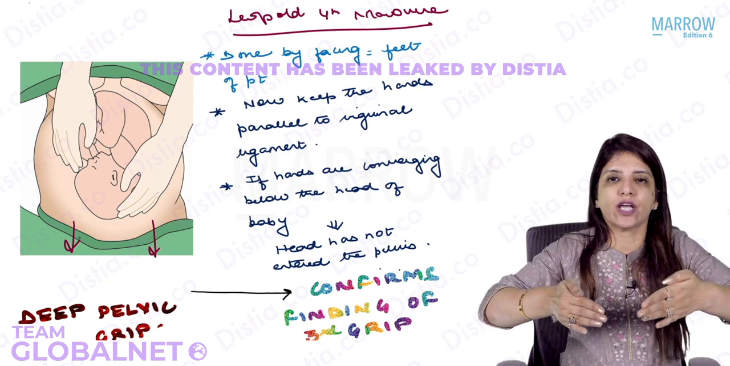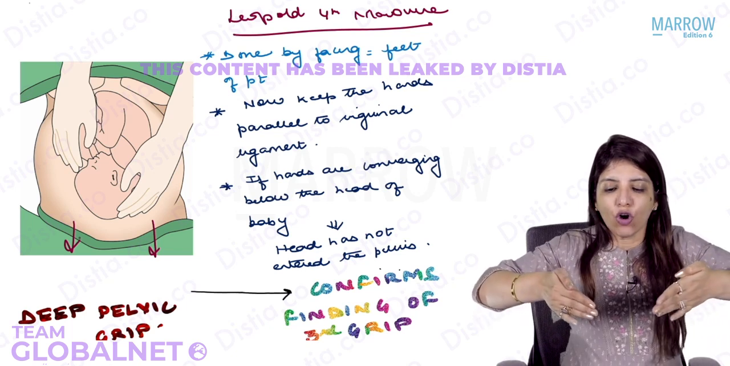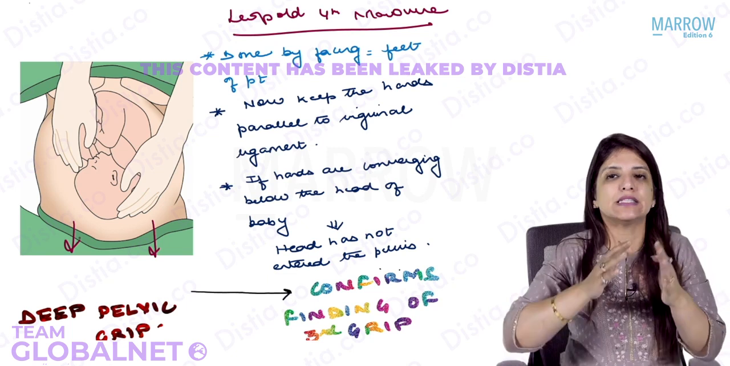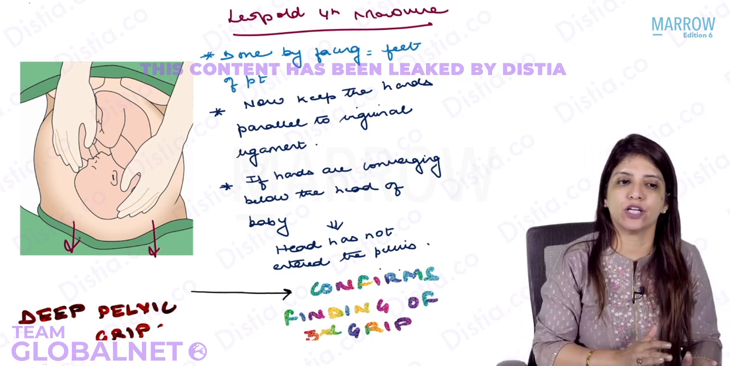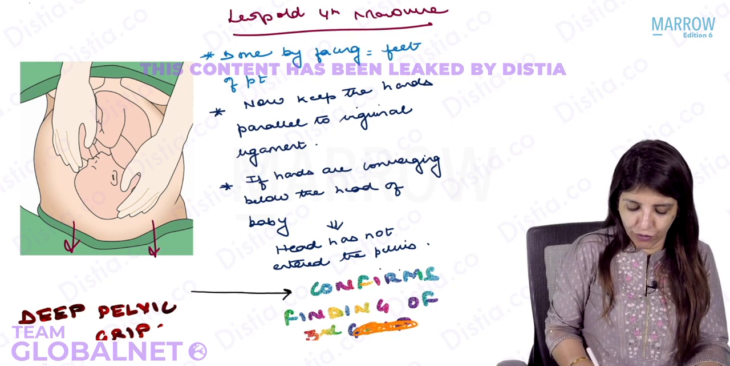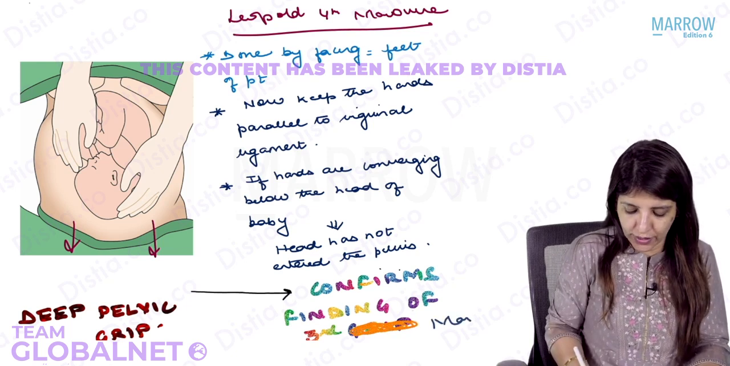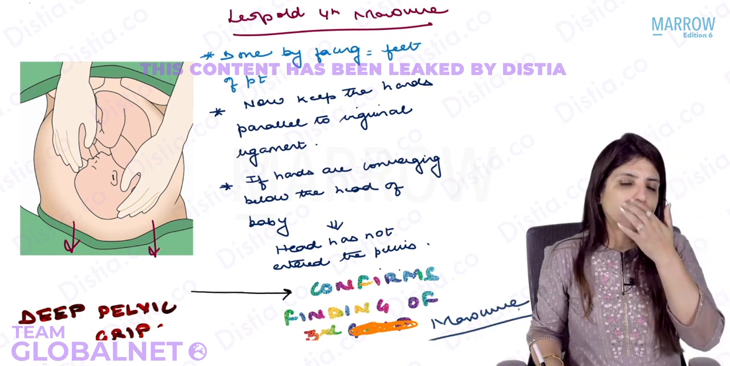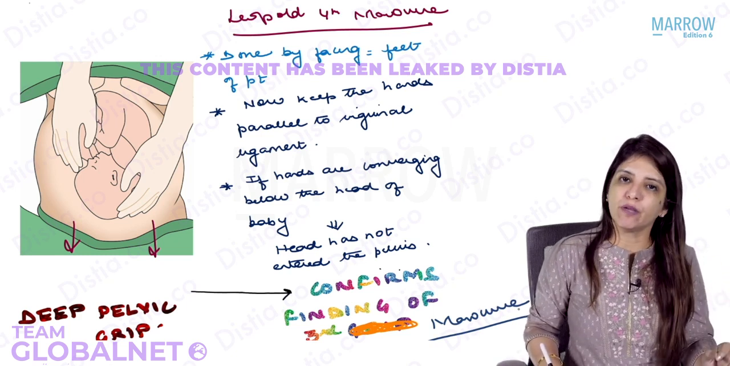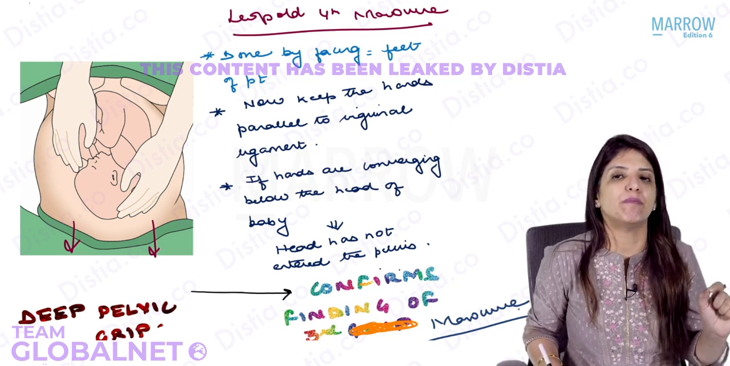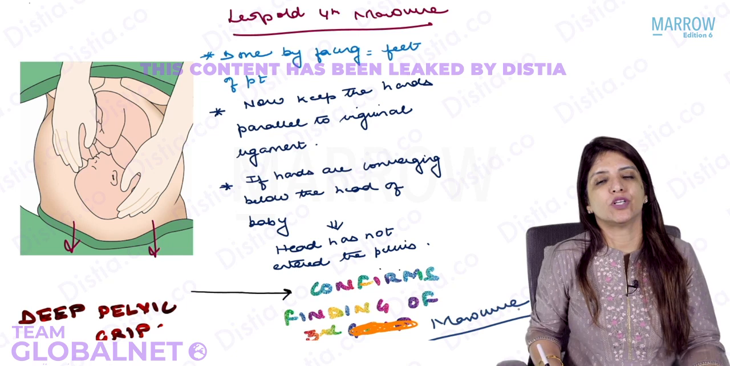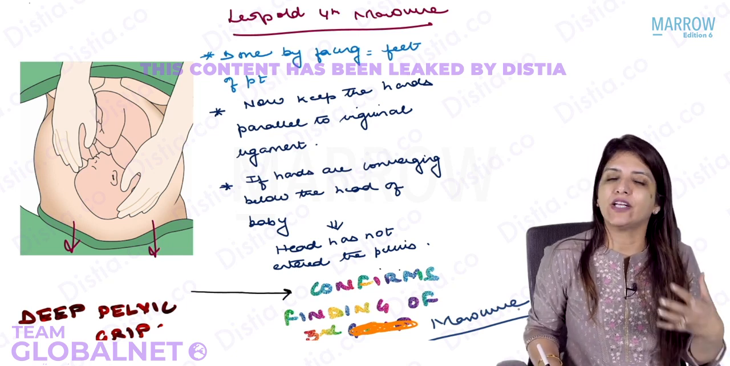And now you try to take your hands below the head of the baby. If your hands can go below the head of the baby, if your hands converge below the head of the baby, that means the head of the baby has not entered into the pelvis. So yes, what is Leopold's fourth maneuver doing? It is helping you to confirm the findings of the third maneuver. Please don't call it the third grip. It helps you in confirming the finding of the third maneuver. Right? The third maneuver was called the Pawlik grip, and the fourth maneuver is called the deep pelvic grip. Now there is one additional thing which Leopold's fourth maneuver is going to tell you, and it is going to tell you about the attitude of the fetal head.